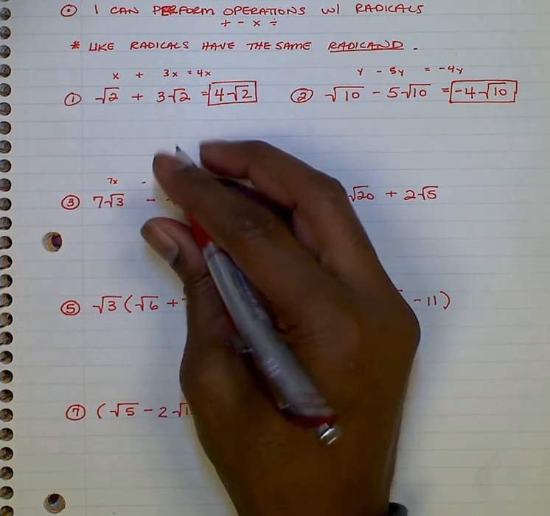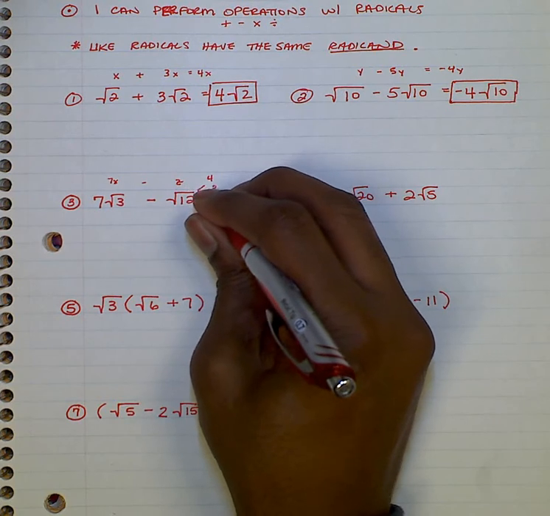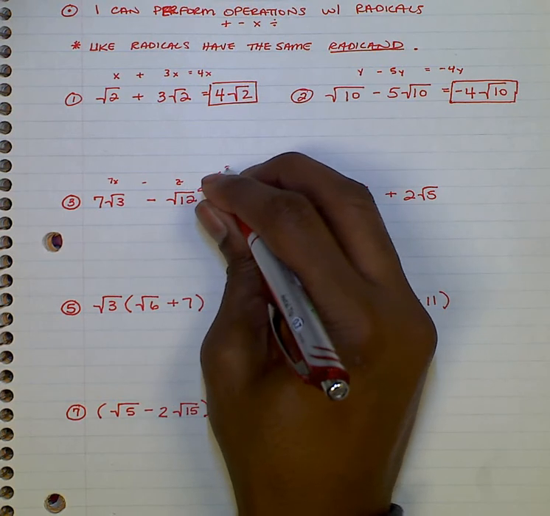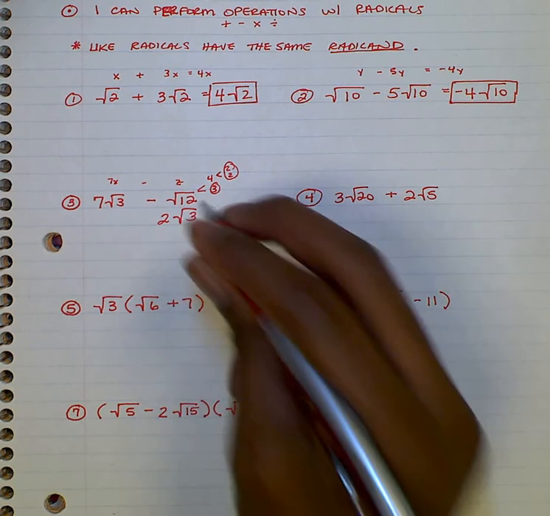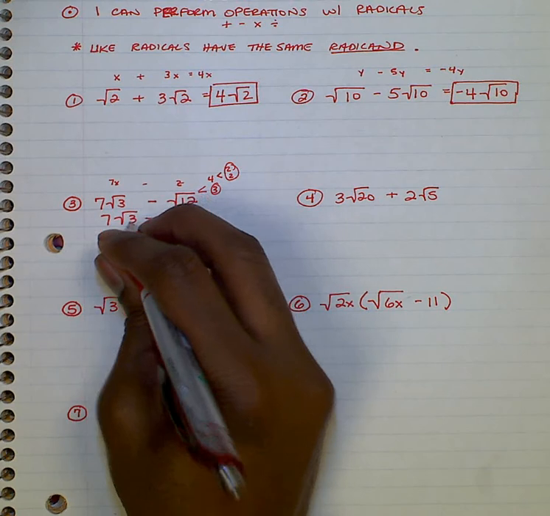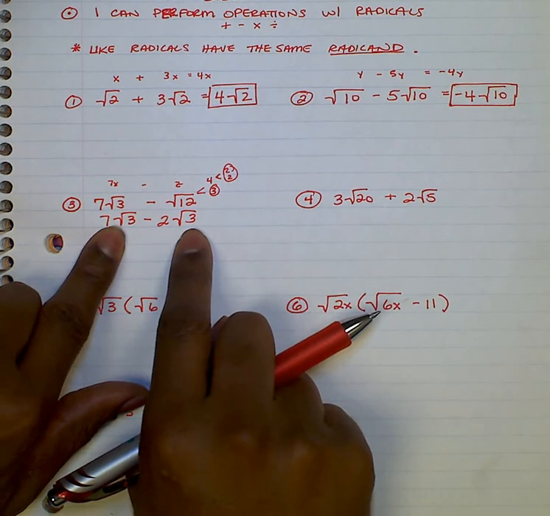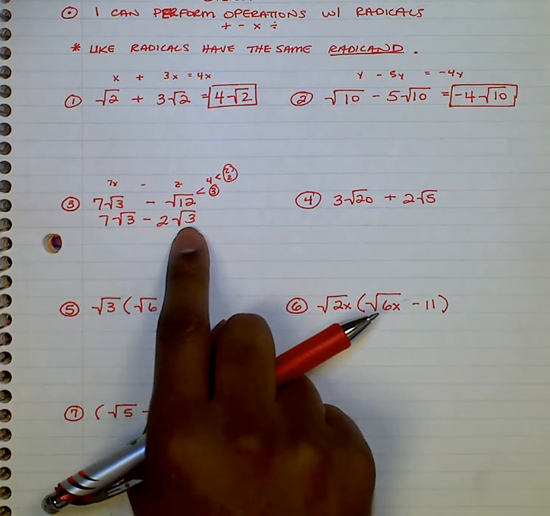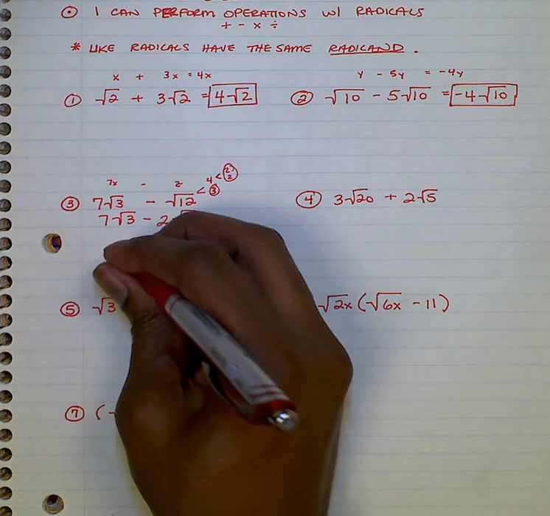So we can say, can we simplify radical 12? If I try to do that, I have 4 and 3, 3's prime, 2 and 2. Radical 12 is actually 2 radical 3. And so my problem becomes 7 radical 3 minus 2 radical 3. Can I perform operations here? Yeah, I can now, because this is radical 3 and this is radical 3. How many radical 3's do I have? Well, now I have 5 left.